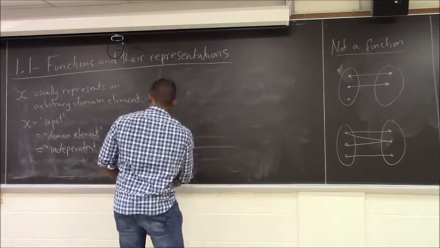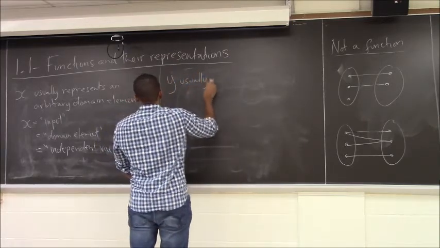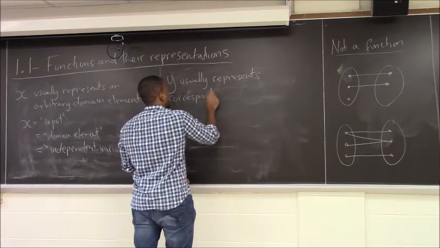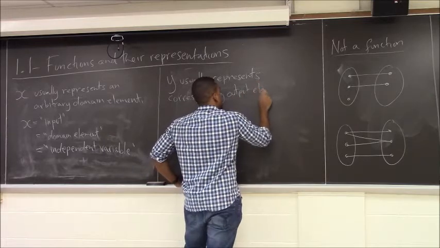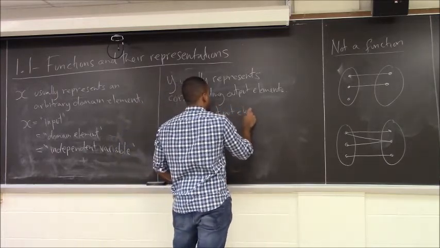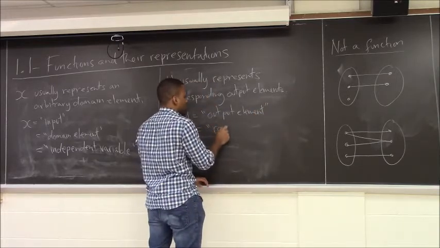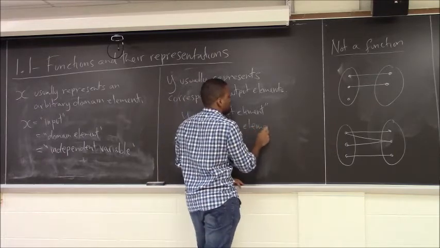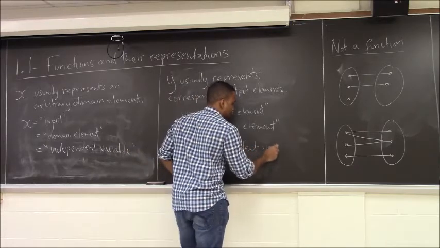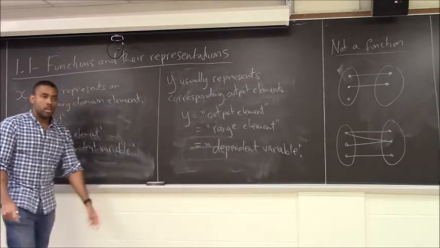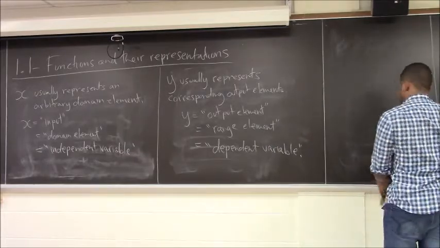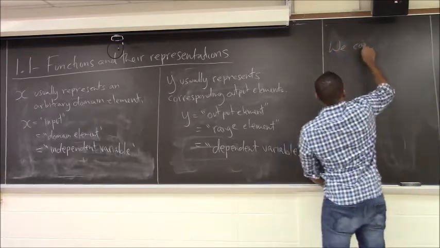y usually means what we call the dependent variable. That's in the range. You might also call it the dependent variable. The y value will depend on the x value. Another thing we can know about a function is that we can give them names. Usually we name them with a single letter. And name functions.